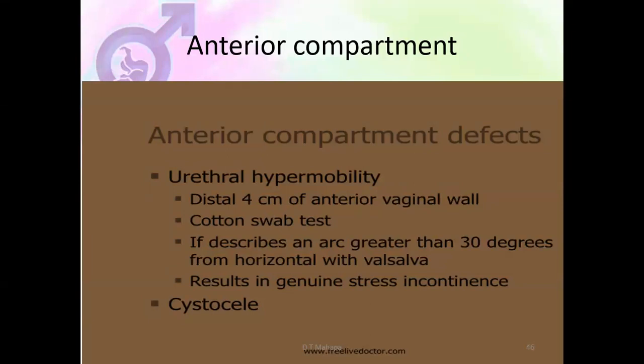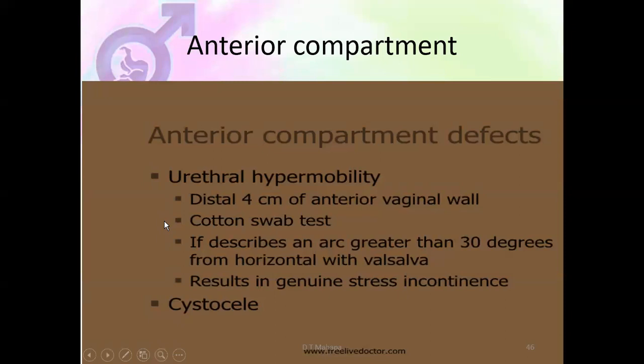We have defects that can cause a condition called hypermobility of the urethra. The urethra becomes hypermobile. You know, a female urethra is only about 4 centimeters long, while a male urethra is about 12 to 15 centimeters and it coils around. So that's why the female urethra is prone to incontinence, because it's not so long. And it spans the lower 4 centimeters of the anterior vaginal wall.